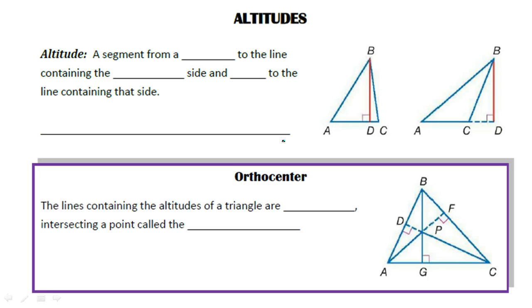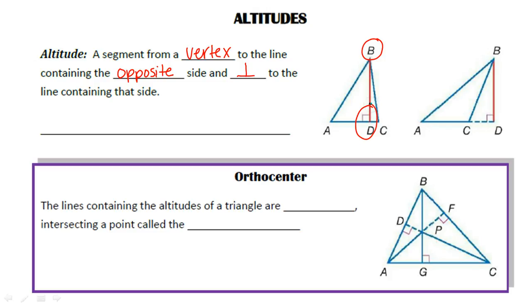The next segment we're going to talk about is an altitude. An altitude is a segment from a vertex to the line containing the opposite side and perpendicular to the line containing that side. So basically an altitude will always go from a vertex and it will be perpendicular to the opposite side.